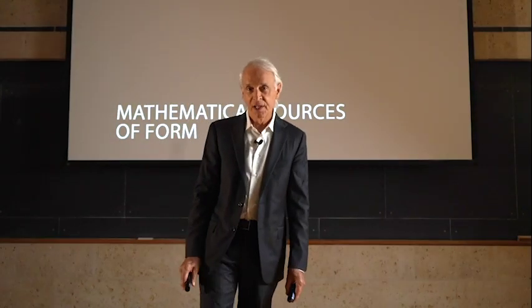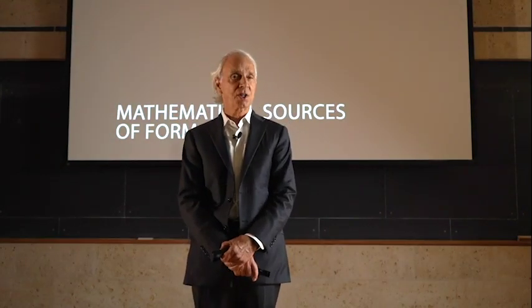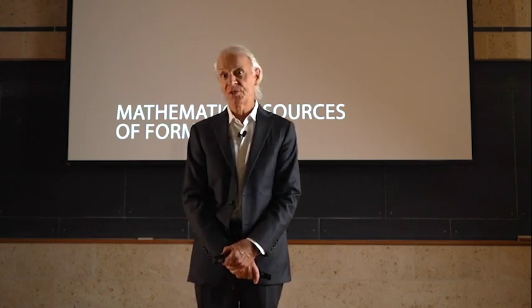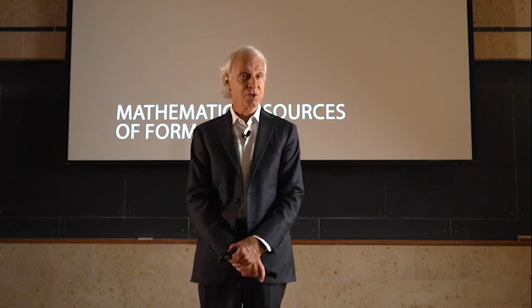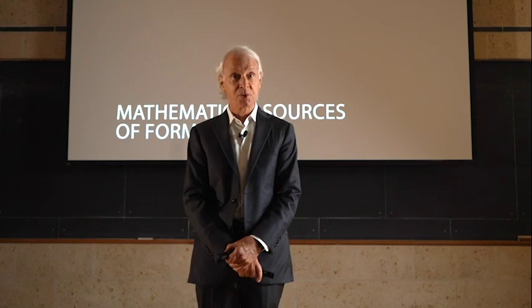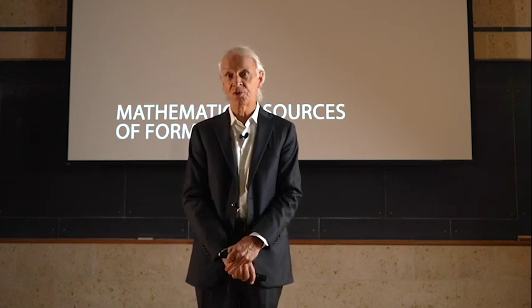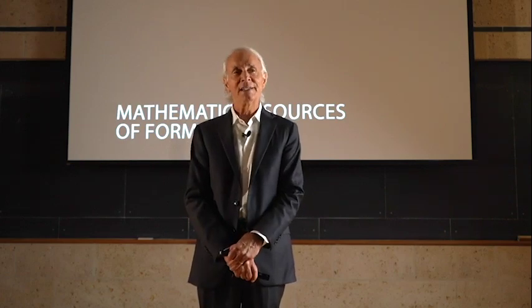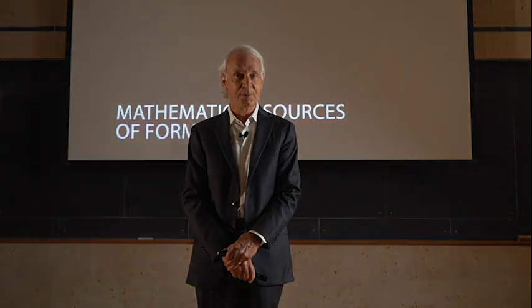So for the next few talks, we're going to be discussing where architectural form comes from. There are many, many sources of architectural form, but in particular for the next couple of talks, we're going to be looking at sources of architectural form in numbers, mathematics, and geometry, a really common source of architectural form. And then we'll have a couple of talks on organic, natural, biological sources of architectural form.